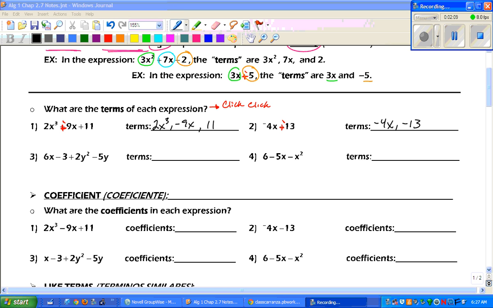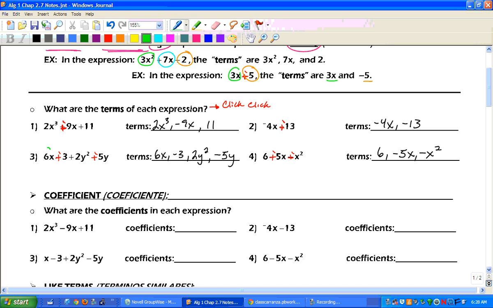All right, why don't you pause the video and try number 3 and number 4, please. Okay, and there are your answers. How'd you guys do? Just remember that it's the whole term, okay? It's the whole thing in front of the minus sign or the addition sign, okay?